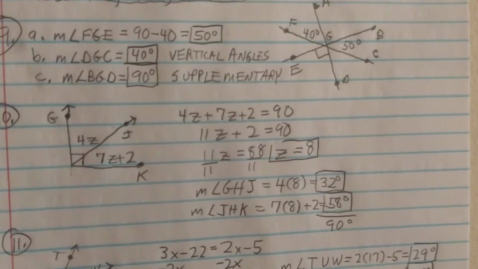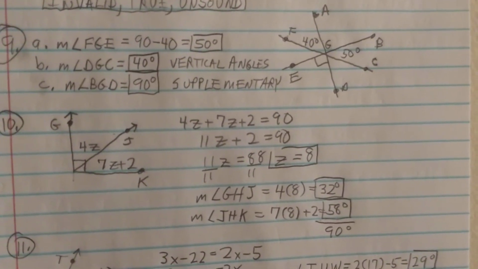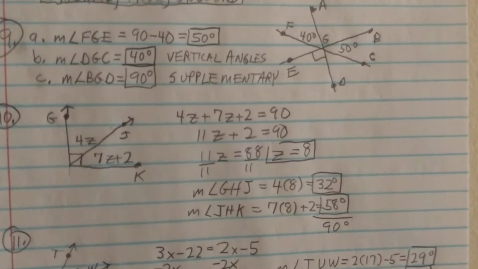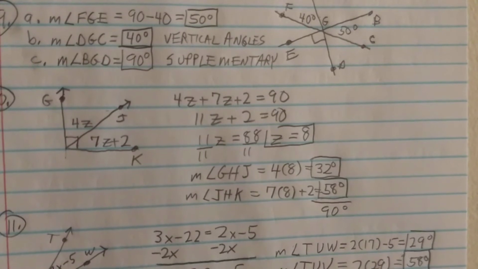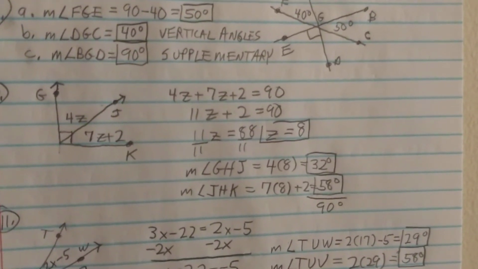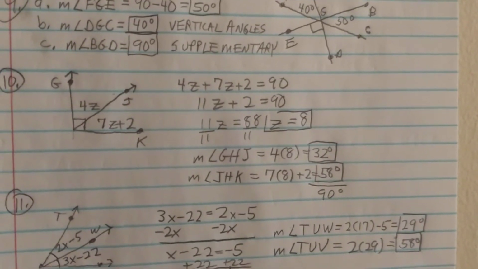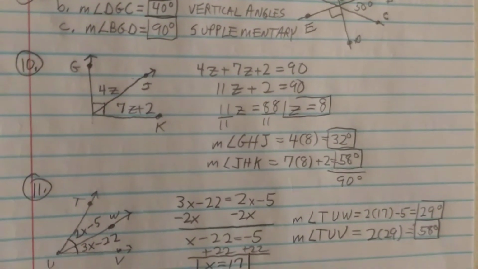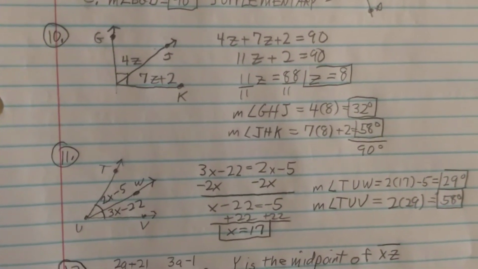Now for the angle DGC, we would be vertical with AGF, which would be 40. And for measure of BGD, we would be 90 degrees because that would be supplementary with EGD because they're both right angles. And on 10, we have two angles that are complementary.